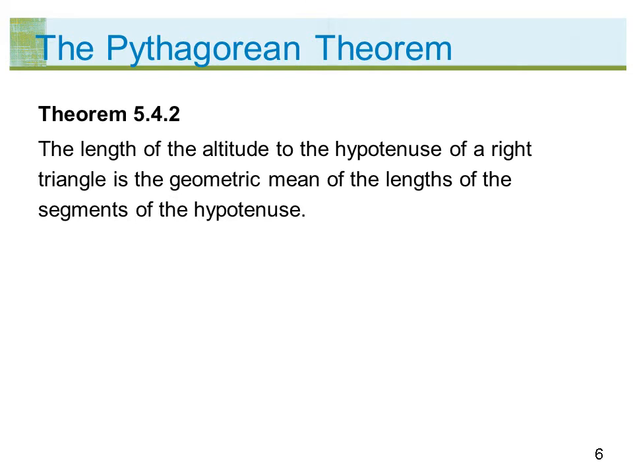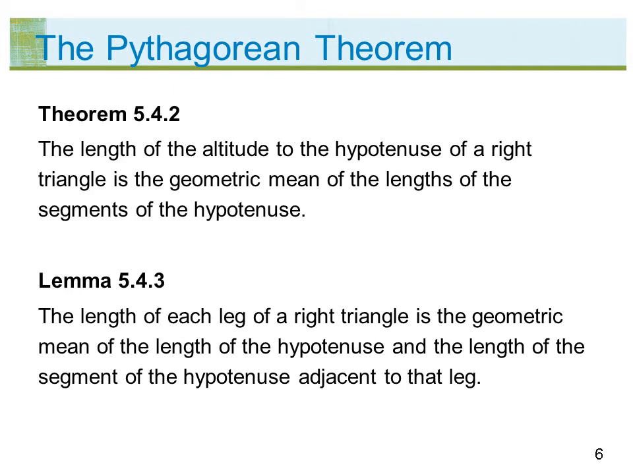Theorem 5.4.2. The length of the altitude to the hypotenuse of a right triangle is the geometric mean of the lengths of the segments of the hypotenuse. Lemma 5.4.3. The length of each leg of a right triangle is the geometric mean of the length of the hypotenuse and the length of the segment of the hypotenuse adjacent to that leg.